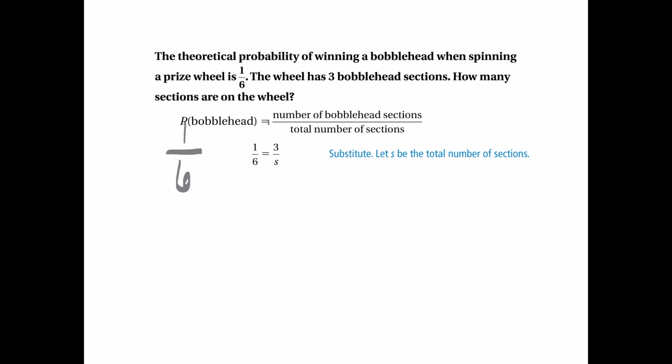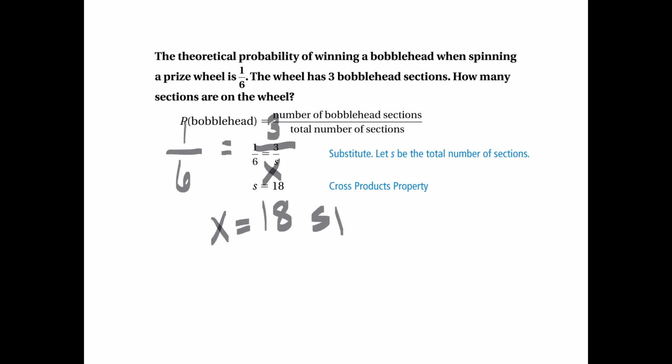So we know that we actually see 3 spaces with a bobblehead, and we're going to solve for how many total spaces there are. So we're going to go ahead and do cross products. 1 times x is x. 6 times 3 is 18. So we know that there are 18 spaces on our spinner.